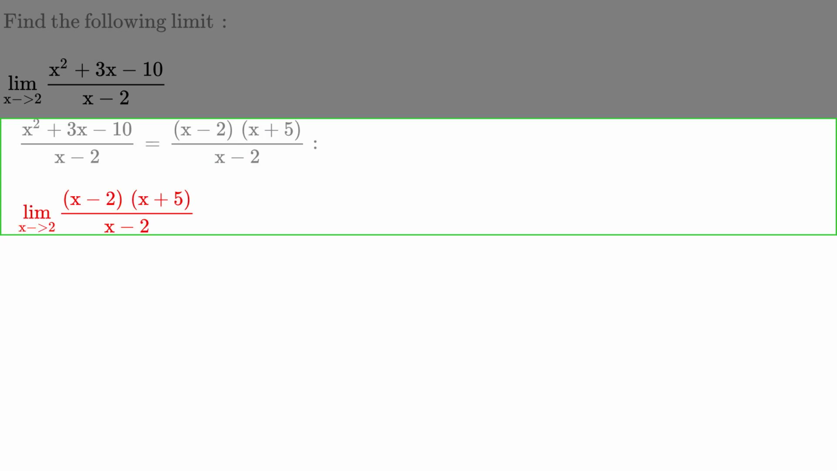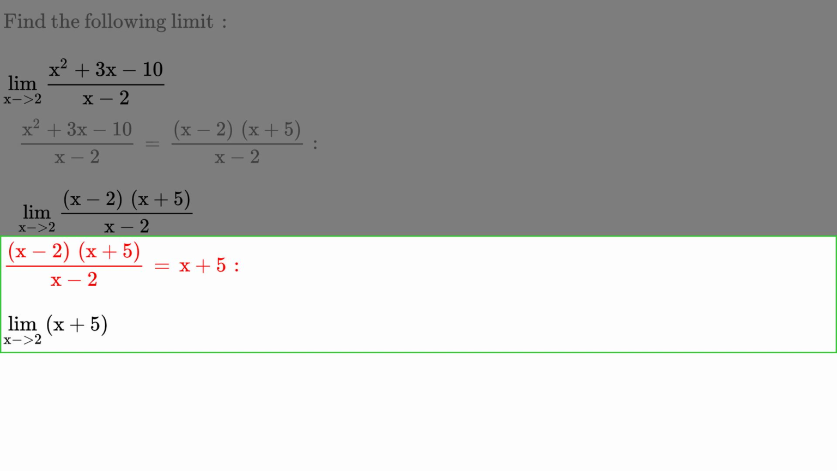The limit as x approaches 2 of this expression. The numerator of the fraction is the product of two binomials. The first binomial is x minus 2, the second binomial is x plus 5. The fraction is over x minus 2. This is equal to x plus 5.